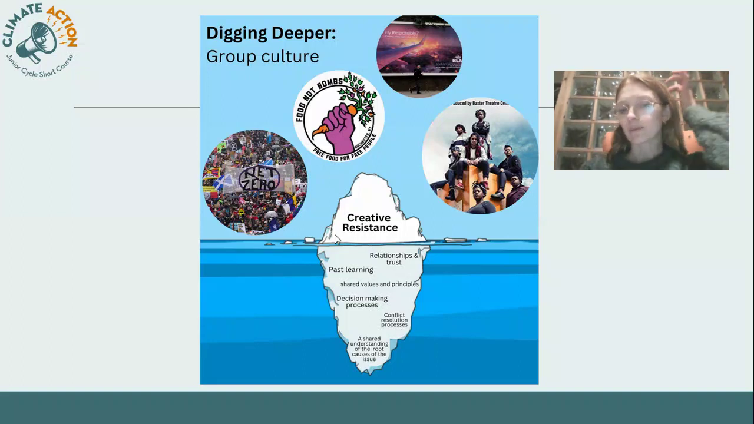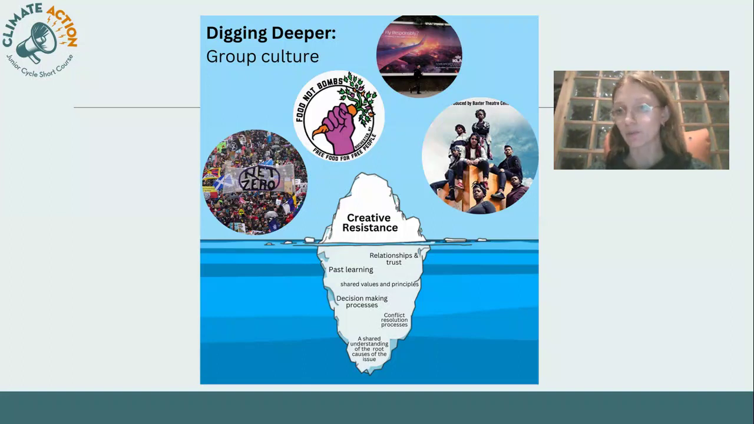And what we're really talking about with this iceberg is, when the public sees something that happens, they just see the top of the iceberg. They see the creative resistance, they see the action, they see the play, whatever. But what they don't see underneath is that there's lots and lots of things that have gone on. So people have built relationships and trust together. They've got maybe shared values and principles.